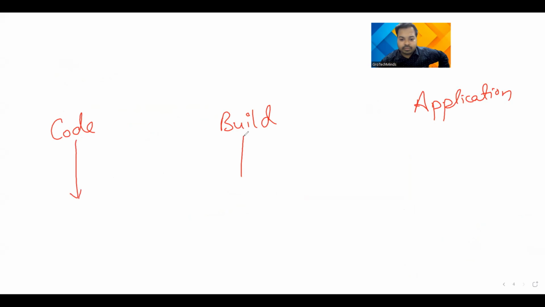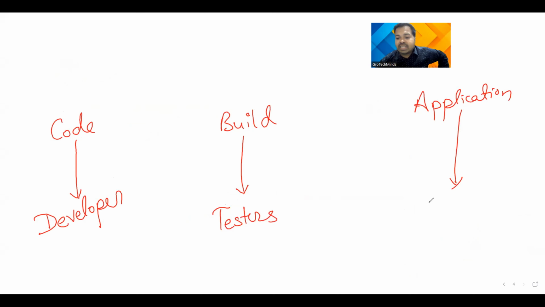So let me write it for you. Let me tell you the major difference between code, build, and application. Who will write the code? Developer. Who will utilize the build? Tester. Who will utilize the application? The end user, the customer.